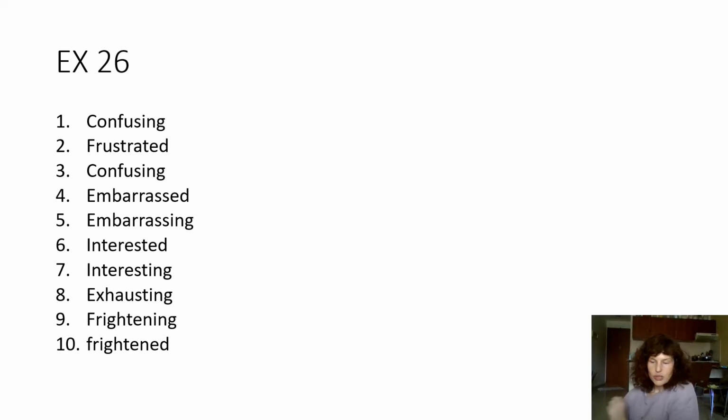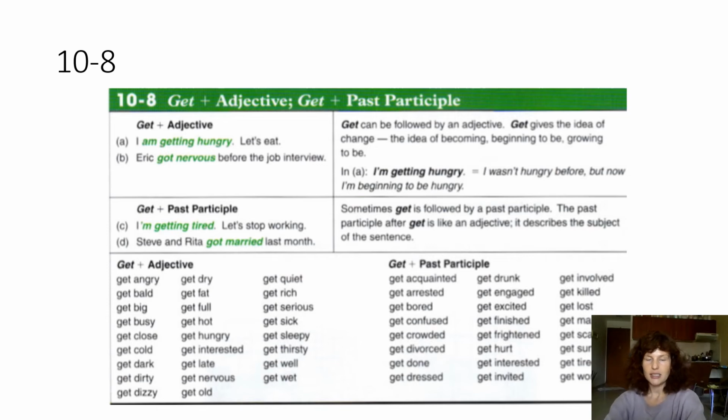All right, so let's move on and look at 10-8. So 10-8 is easy, actually. 10-8 is using get with adjectives. So if I say, for example, get bored, get tired, get hungry, get confused, this means that you're shifting from one state to another. If I say I'm getting hungry, it means maybe 10 minutes ago I wasn't hungry, but I'm starting to feel hungry and I'm feeling more hungry all the time, and soon I will be hungry, right? You're going from one state to another.